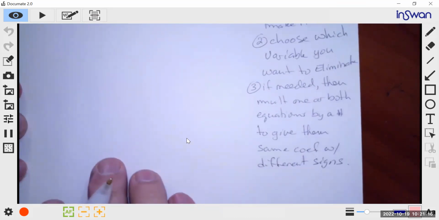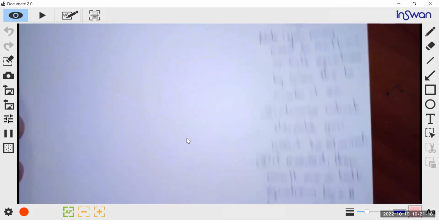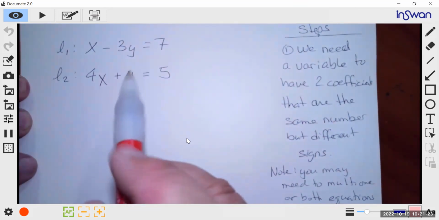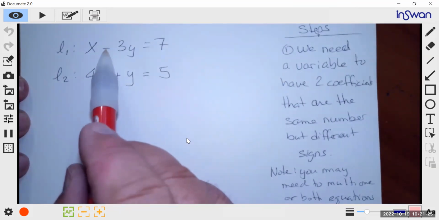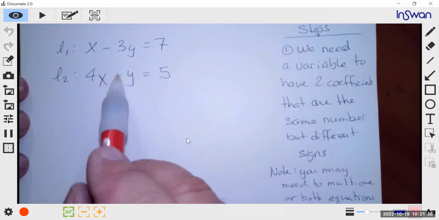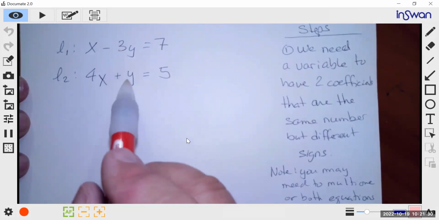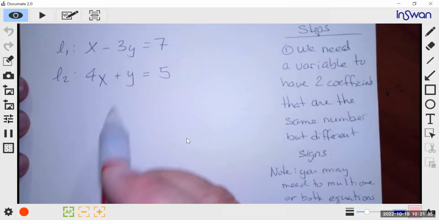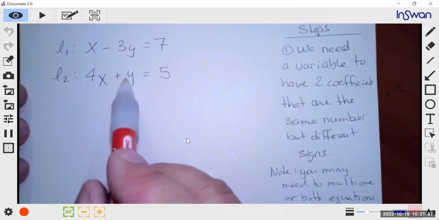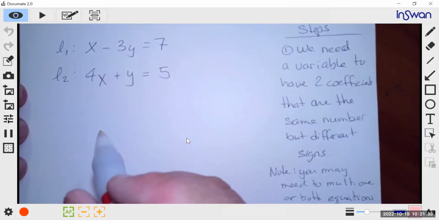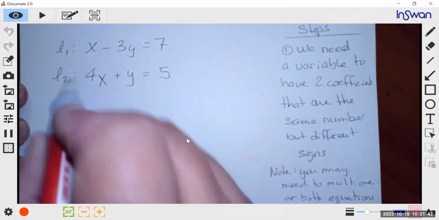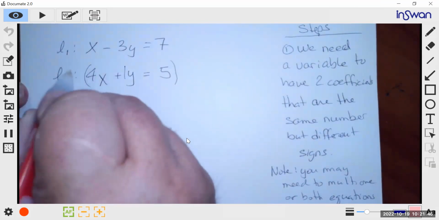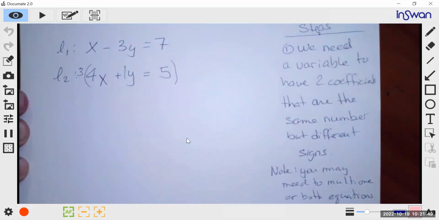All right, so let's look at our equation. We want to get rid of the y. So first check, do they have opposite signs? Yes. Do they have opposite numbers, the same number? This one has a 3, this one has a 1. Are they the same? No. So that means we have to do what to make them the same? The second equation, since that's a 1, we have to multiply the whole second equation by 3.